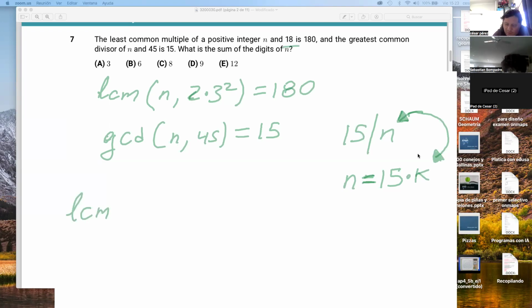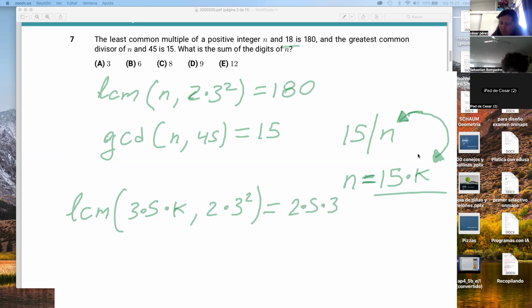Let's say a common multiple of n equals 3 times 5 times k, 2 times 3 squared, gives us 2 times 5 times 3 squared times 2 squared. Okay, we are factoring 180. 4 por 5, 20 por 9, 180. So we have here the factor 3 squared. Okay, we have factor 5 here.